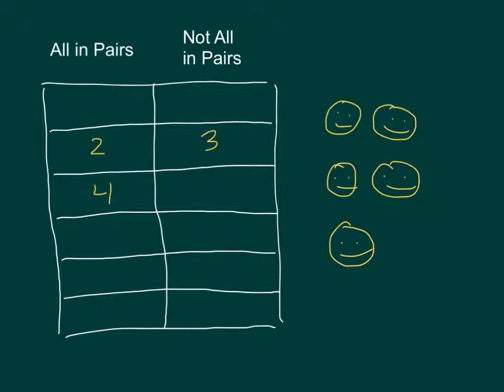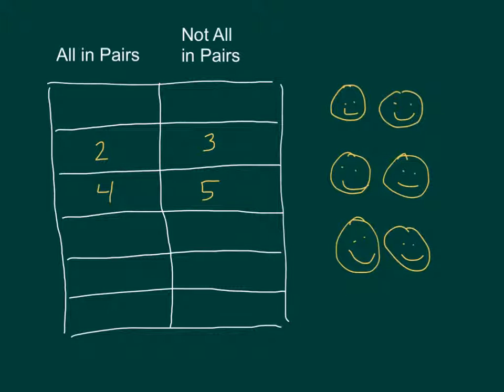How about the number 5? I'm noticing that I have 2 pairs, but I have one that is left alone. So the number 5 is not all in pairs. I'm going to put it on that part of my table. What about the number 6? I'm noticing that 6 has 3 pairs. So 6 goes in this part of our table.